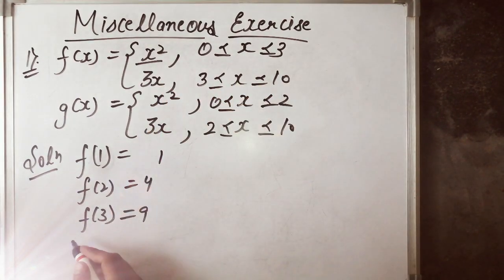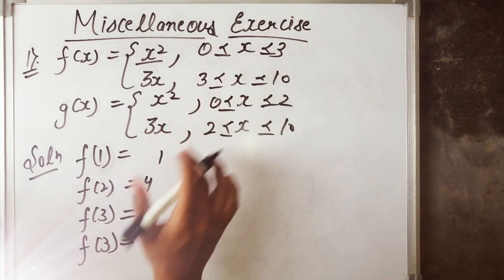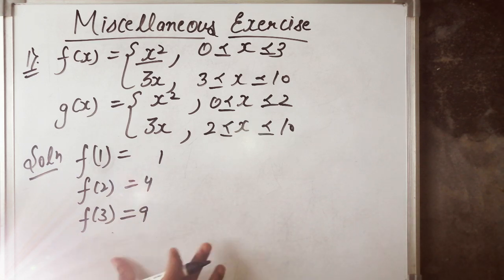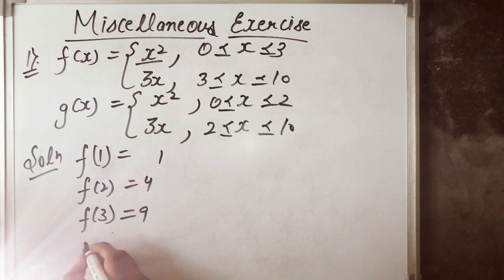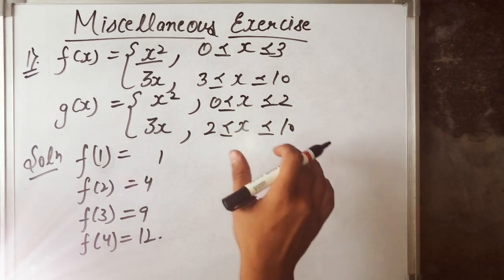Now let's take this function. f of 3 equals 3 into 3, which is 9. The same value is written here, so we need not write one value again and again. f of 4 equals 12, and the values end up till 10.